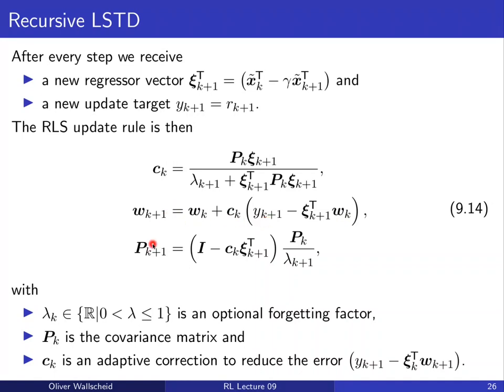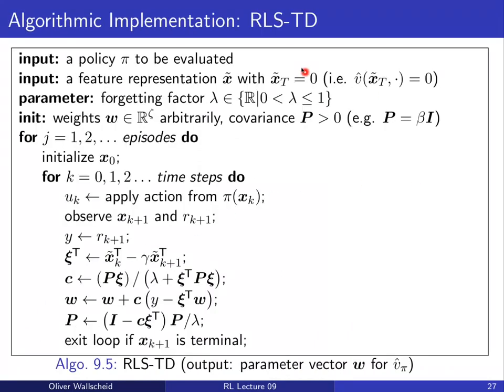Then in the third step, we calculate an updated matrix P, capital P, which is the so-called covariance matrix of the least squares estimator. This covariance matrix gives us insights into the quality and the characteristics of the linear estimator, and can, for example, also be monitored in terms of evaluating the accuracy of the linear estimator. If we have large values in P, then the linear estimation of the TD targets is relatively uncertain, relatively problematic. With these three lines of the RLS update, we can then present the algorithmic implementation of RLS TD.